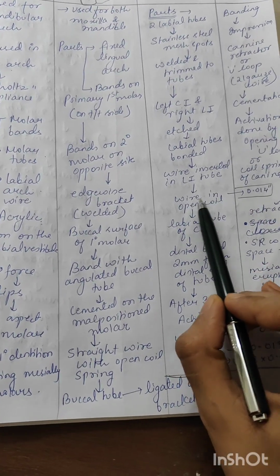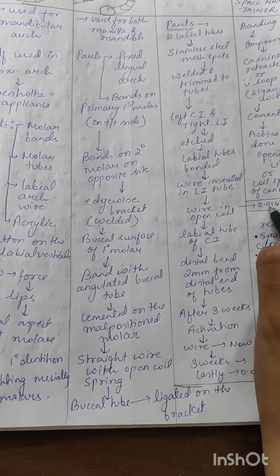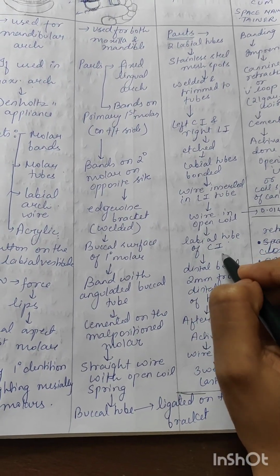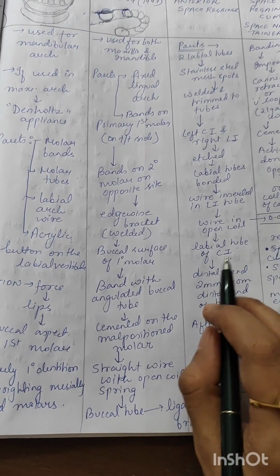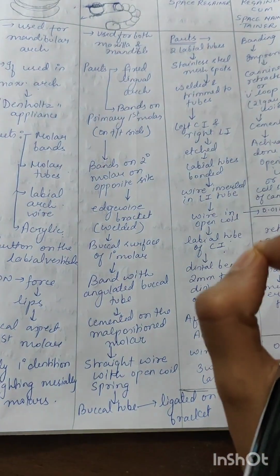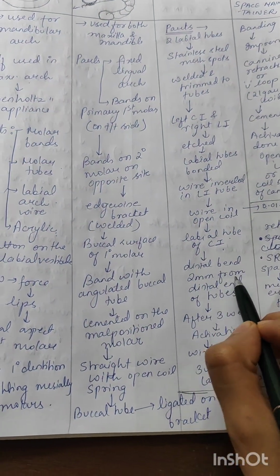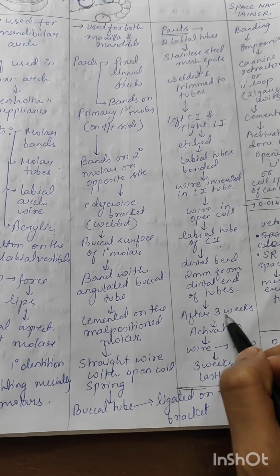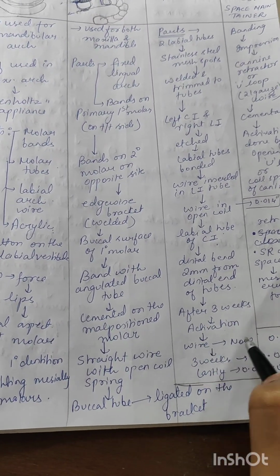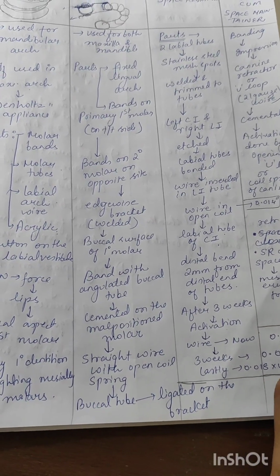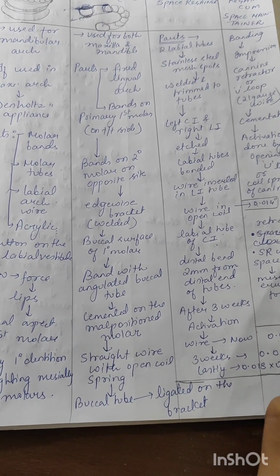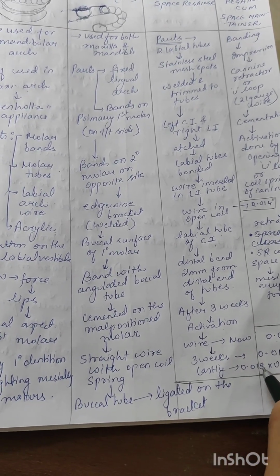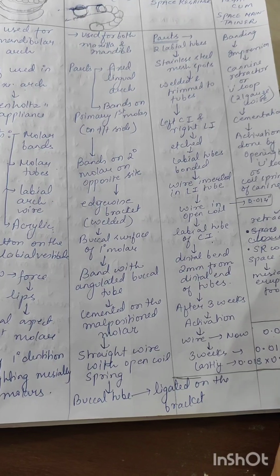Now a wire made of 0.014 gauge is placed over the labial tube of the central incisor, and then a distal bend is given 2 mm from the distal end of that labial tube. After 3 weeks, activation will be done. Now the wire will be replaced with 0.016 gauge, then after 3 weeks 0.018 gauge, and lastly 0.018 into 0.025 gauge.